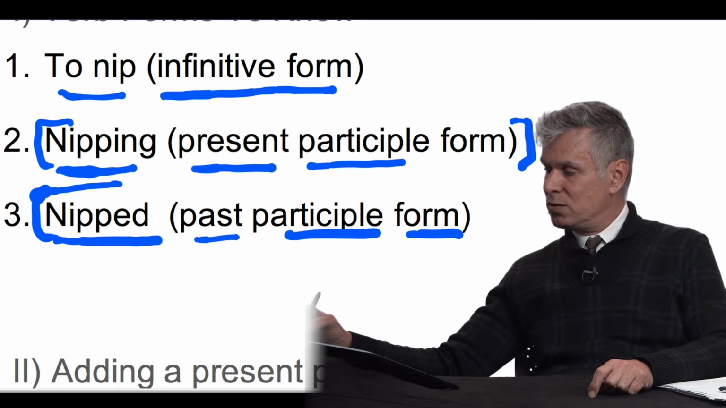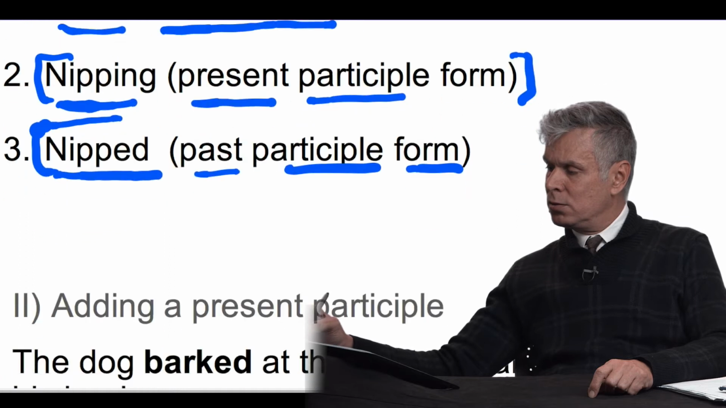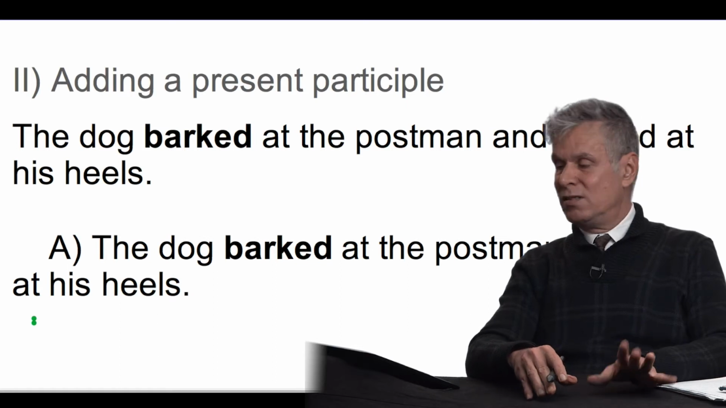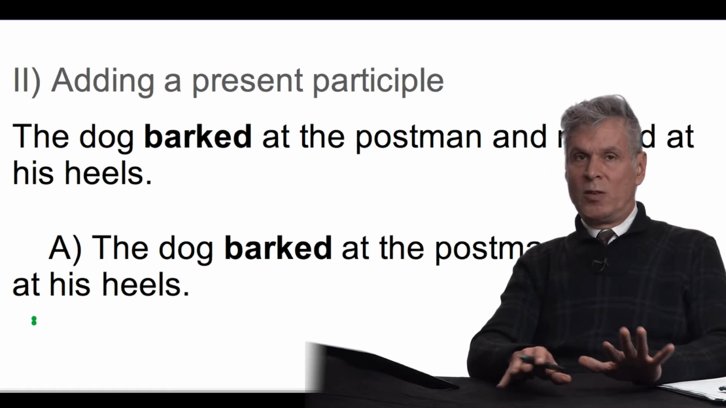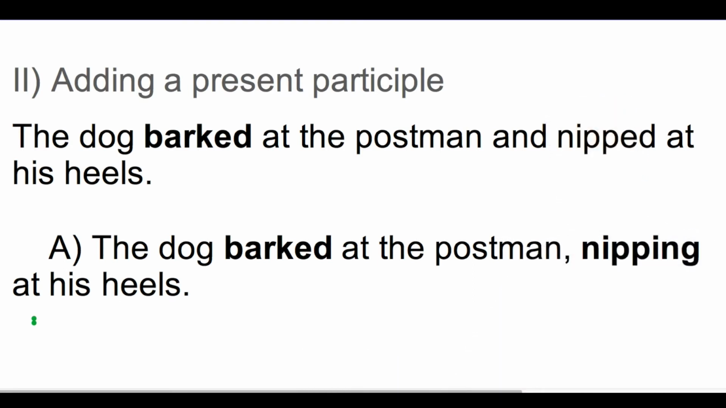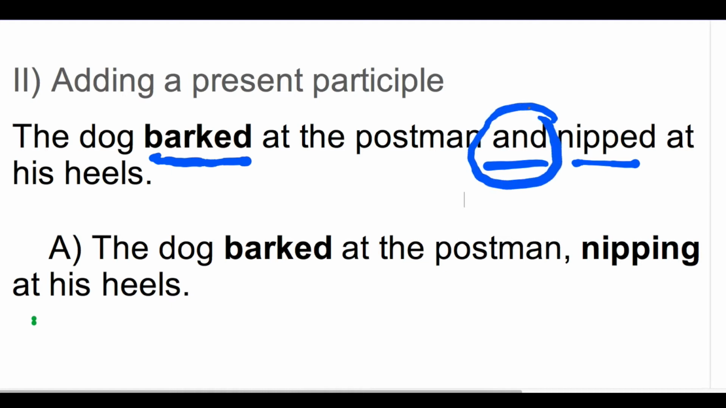Let's start with present. Of the two, it's probably the one that you're most familiar with, if I had to guess. So, without using this sentence construction, you'd form the following sentence. The dog barked at the postman and nipped at his heels. You have the dog doing two things, barking and nipping, and you connect them. I'm going to circle this conjunction here, and. So you have the dog doing two things, and you use and to connect them.